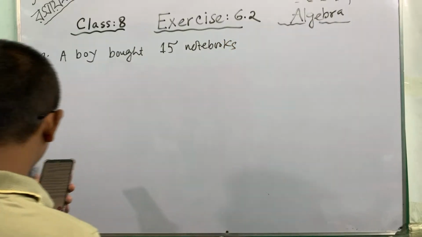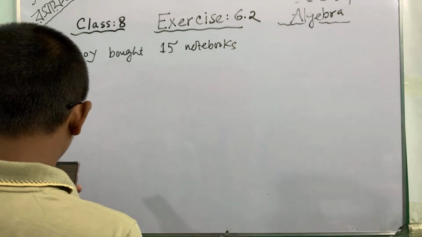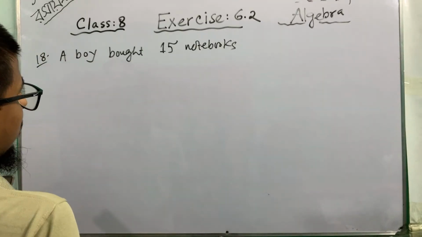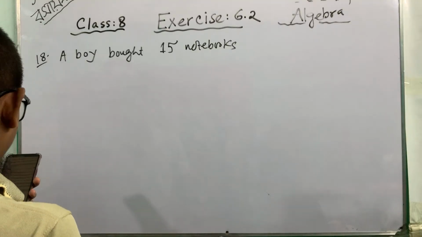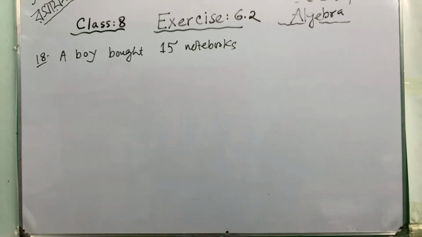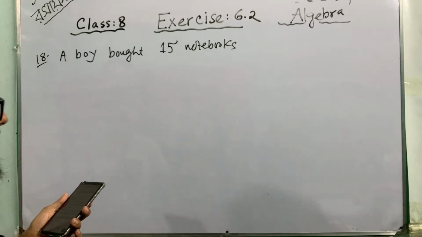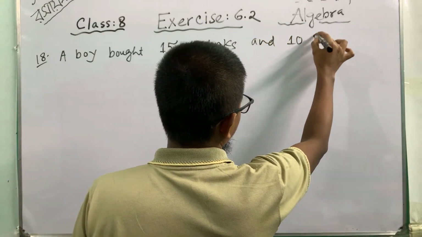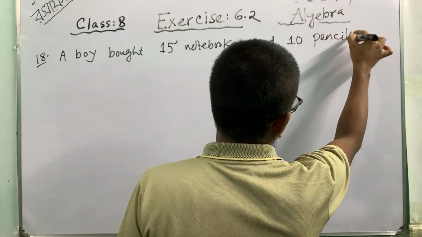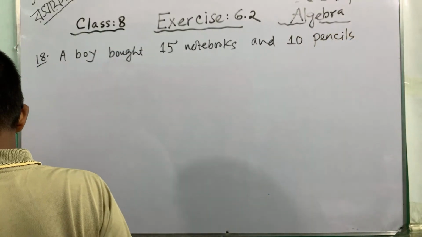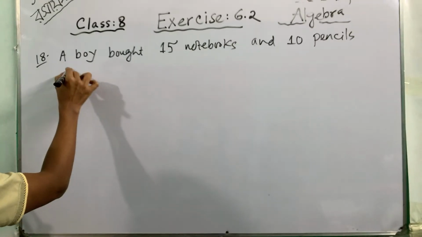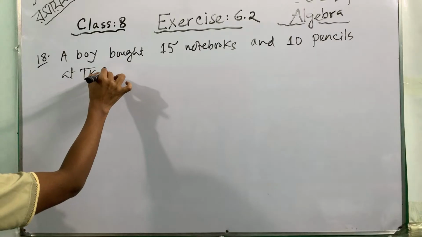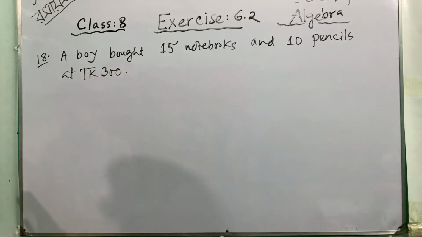6.2 অ্যালজেব্রার চ্যাপ্টারের আমরা 18 নাম্বার ম্যাথ আজকে করব। ম্যাথটা খুব ইন্টারেস্টিং। 18, 19 দুইটাই ইন্টারেস্টিং বাট সহজ। A boy bought 15 notebooks and 10 pencils at টাকা 300.